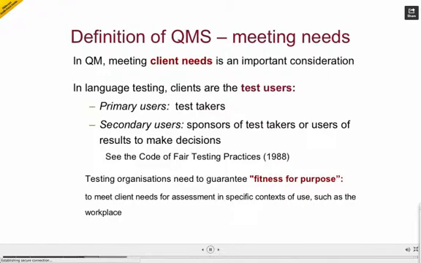Well, obviously test takers who take tests, but also a whole range of secondary users, sponsors of the test takers, sponsors of tests, users of the results to make decisions and so on. And this primary secondary distinction is made in, for example, the Code of Fair Testing Practices, which many of us use in our definition of codes of practice.